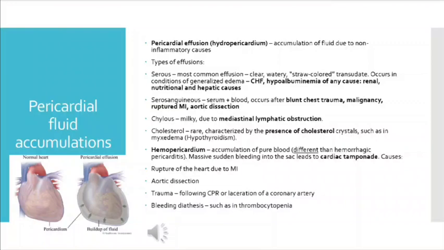Now, hemopericardium is the accumulation of just pure blood, and it usually happens very suddenly and quickly. And causes of it could be rupture of the heart, like due to myocardial infarction, could be due to aortic dissection, trauma following CPR or laceration of the coronary arteries, could be due to a bleeding diathesis such as thrombocytopenia, which is a deficiency in the platelets, and this would lead to cardiac tamponade.